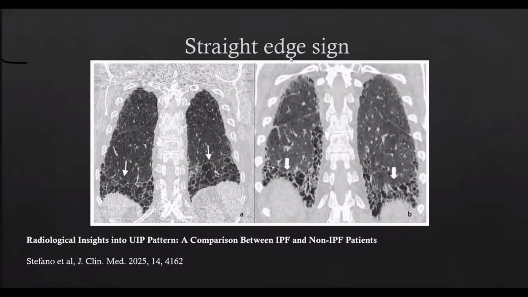And we have also the straight edge sign. As you can see here, this is the cystic honeycombing, and this is normal lung tissue. We have sharp definition between the abnormal and the normal lung tissue. This one is called the straight edge sign. Sometimes in case of UIP with subpleural affection, we can call it the lateral creep sign, because the edge that differentiates between the normal and the abnormal tissue takes this lateral creep pattern.